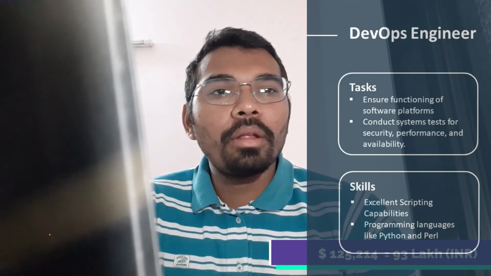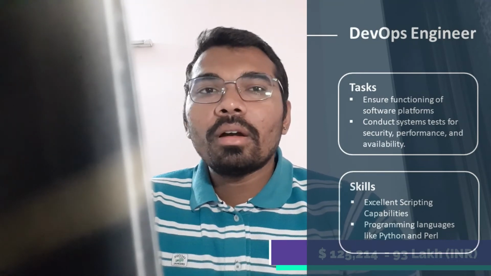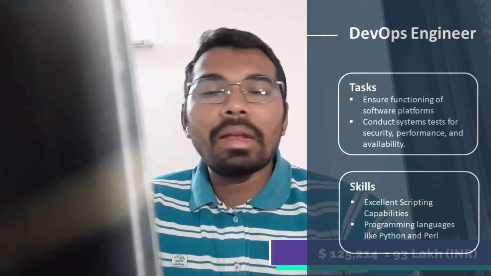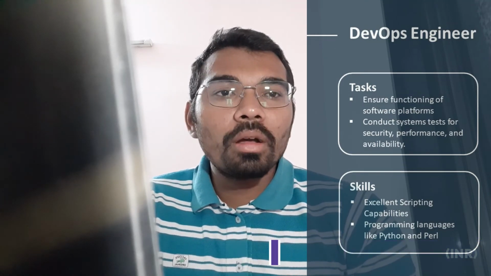Let's talk about the average salary of a DevOps engineer: 1,25,214 US dollars per year, and if I convert it into Indian rupees, then it will be around 93 lakh per annum. Guys, if you have project management skills and different kinds of programming skills also, then you can choose this field because they have a strong background in software development and system operation and development solutions for data deployment.